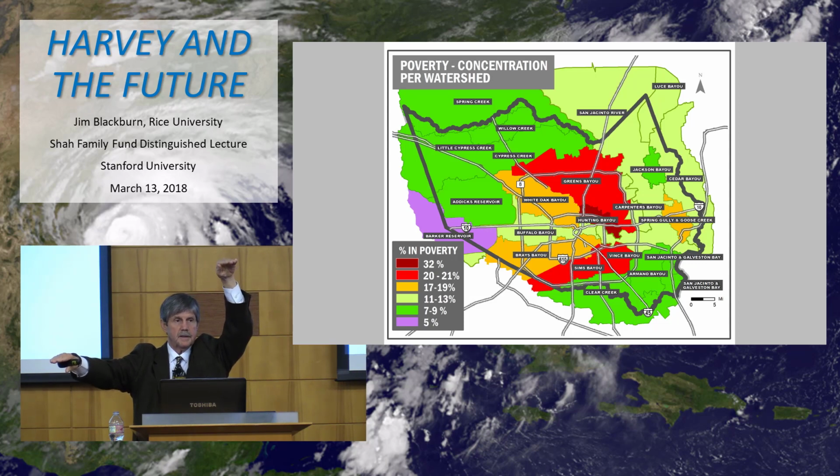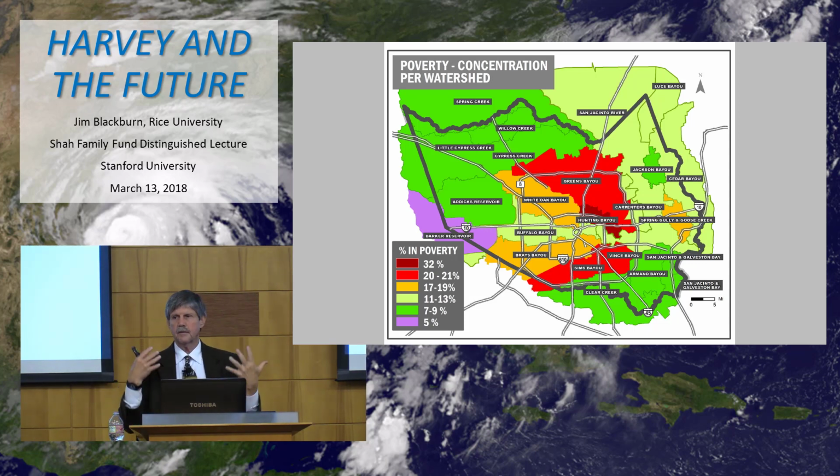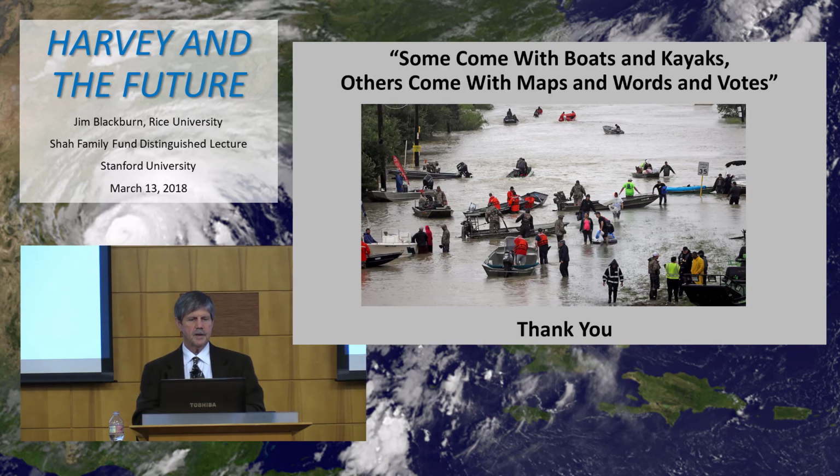That may be something that can be litigated. But that's what I'm trying to do. I think that's what a lot of people in Houston are trying to do, is find the issues and how you begin to think differently about these issues to bring change. Because if Houston doesn't change, our economic future is gone. We cannot continue to flood like this and pretend that it's not a problem and that we're going to fix it by just spending more money. I don't think more money is going to solve this problem. So, some come with boats and kayaks, others come with maps and words and votes, perhaps lawsuits. Thank you very much. Appreciate it.